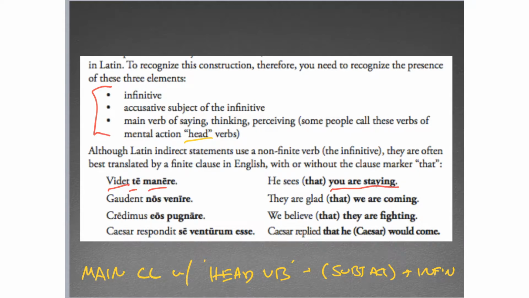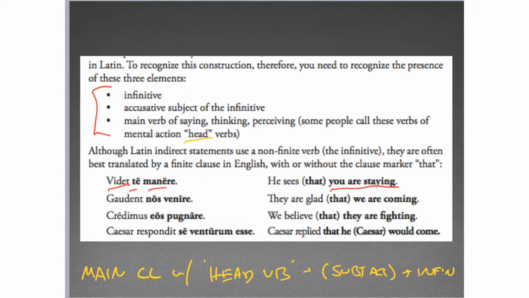All right, so videt te manera. All right, he sees that you are staying. Right, so the direct statement is you are staying. Right, and then the indirect statement is he sees that you are staying. Now, the book puts that in parentheses. I think it's important to use the "that" just because it's a little more formal and it makes clear that you're dealing with an indirect statement.